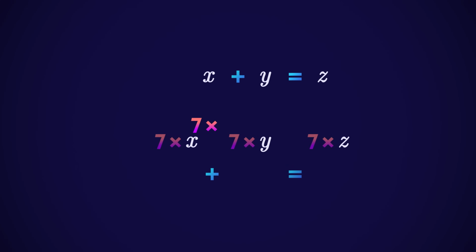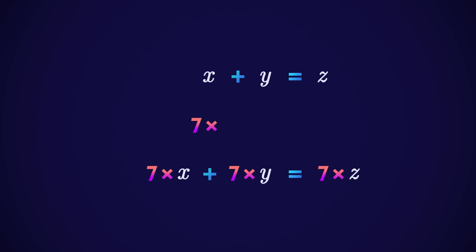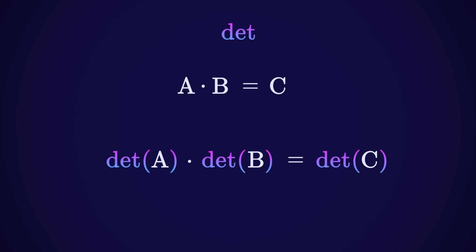Even just multiplication by 7 is a homomorphism, from addition to addition. If x plus y equals z, then 7 times x plus 7 times y equals 7 times z. Or here's an example that I hope you engineers will like. The determinant is a homomorphism. I think you get the principle by now, but if the matrices A and B give the matrix C, then the determinants of A and of B give the determinant of C.